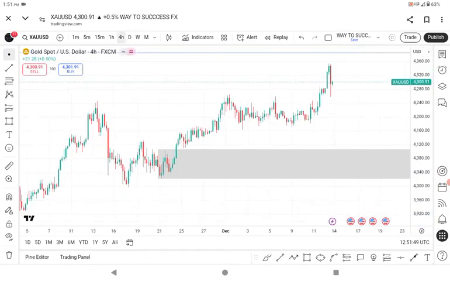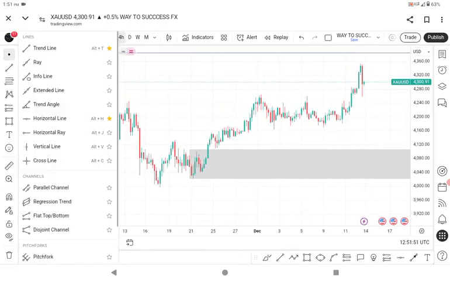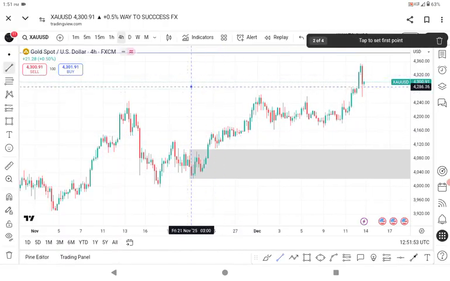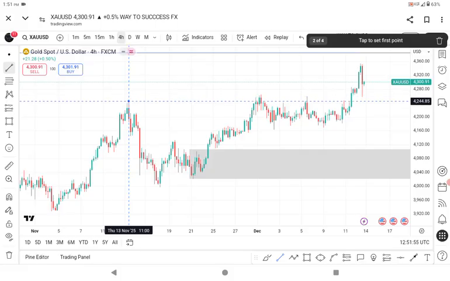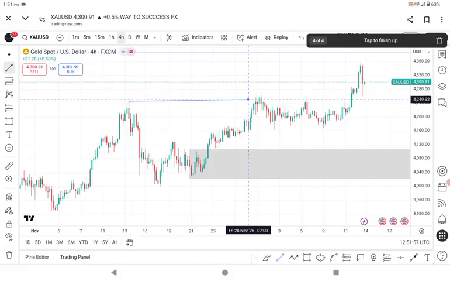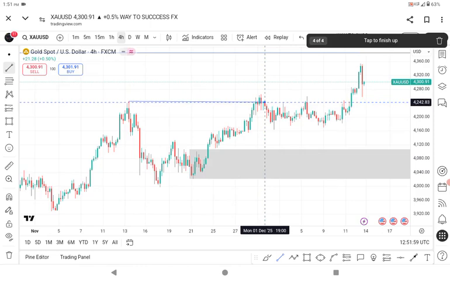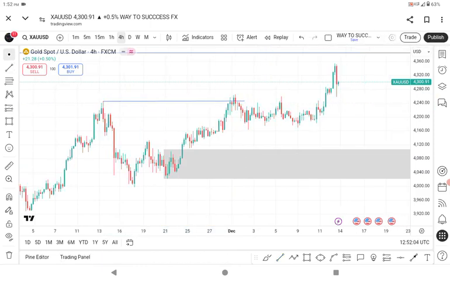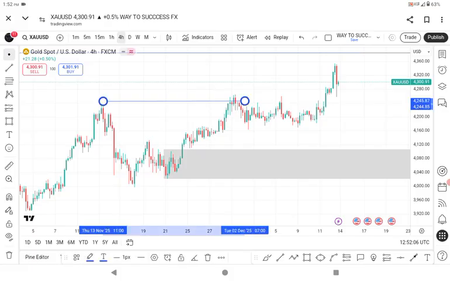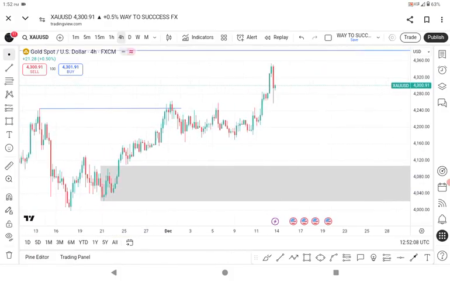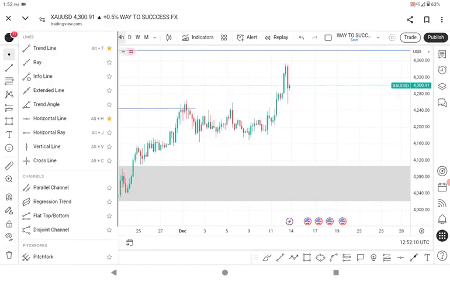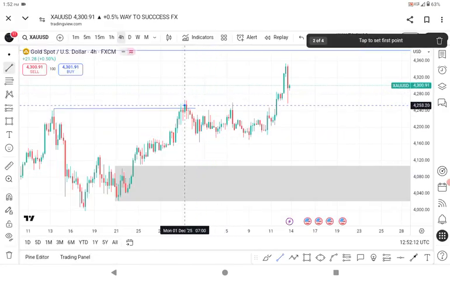So here in H4, in our previous video, we marked this high as a break of structure, though the market didn't close above, it just swept the high and continued moving to the upside. And again, this past week, we have another break of structure at this level.